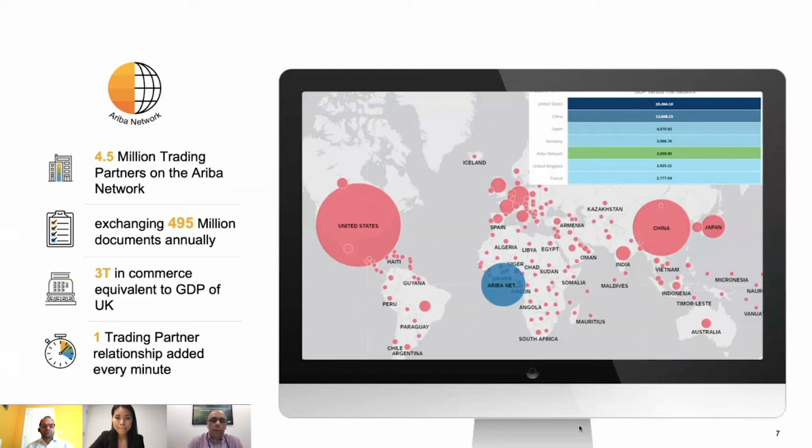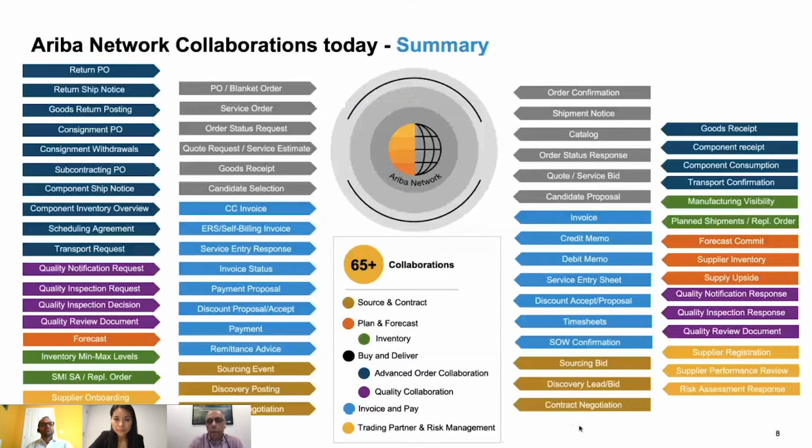The volume of transactions and the collaboration that we enable through the Ariba Network are represented on this slide. You can see there are over 65 collaboration processes. In this presentation and session, we're going to be focused on the light blue, the invoice and pay area. These are the transactions and collaborations that we enable between buyers and suppliers.